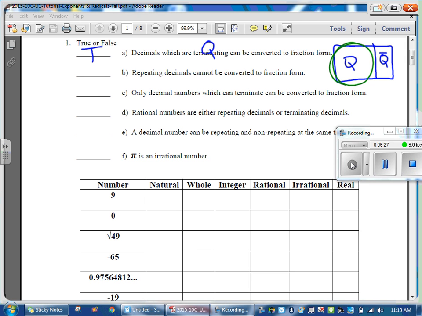However, these irrationals can never be put into fraction form. That's the whole point why they're irrational. Okay? They cannot be put into fraction form. Okay, so I'll give you a minute to write that down so you don't forget.